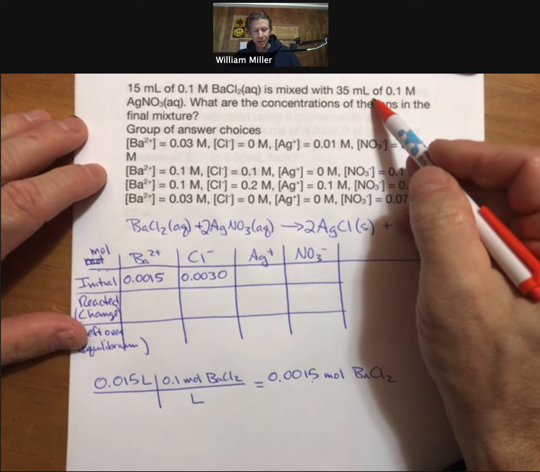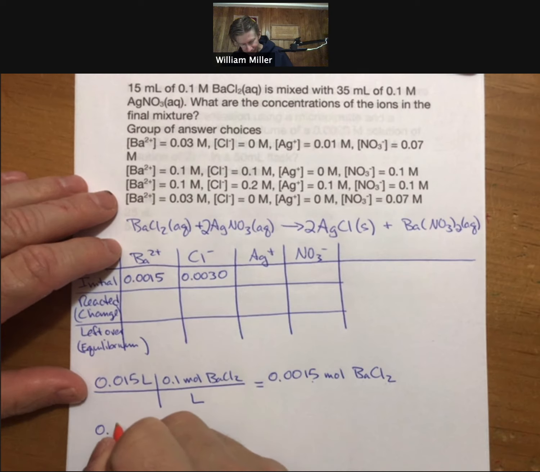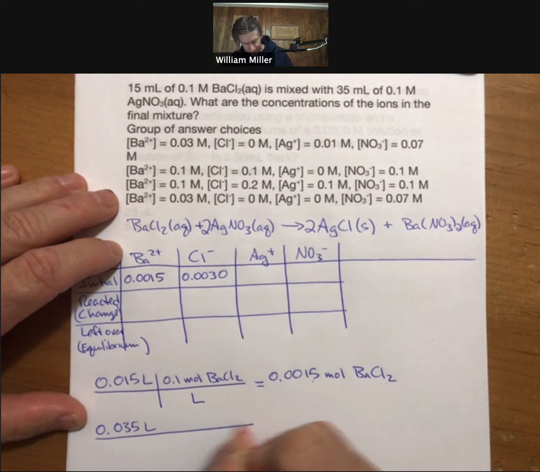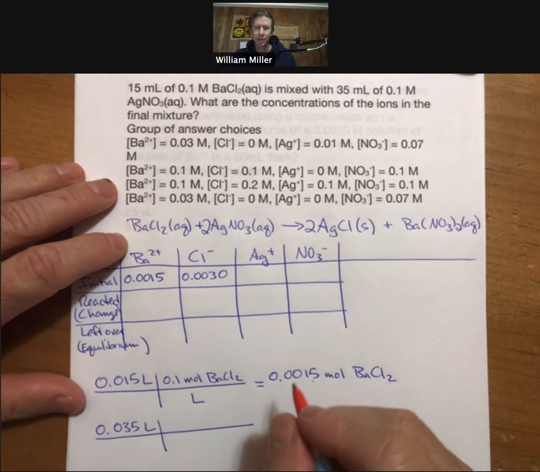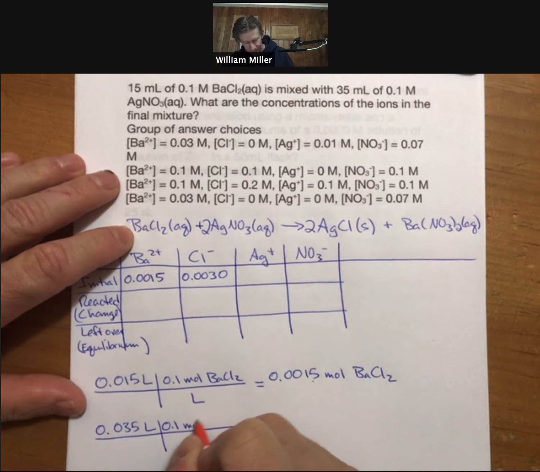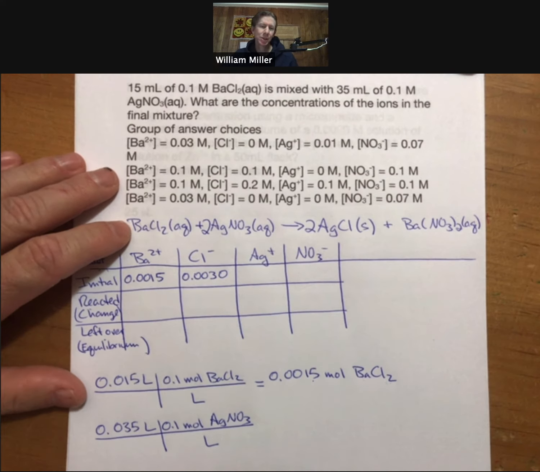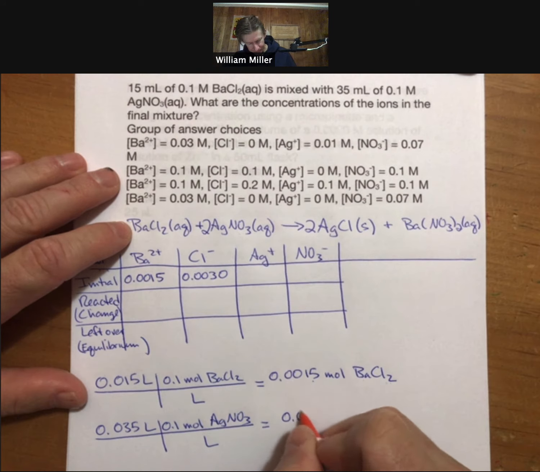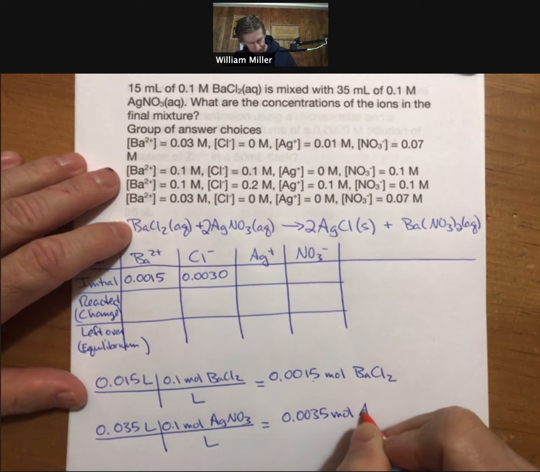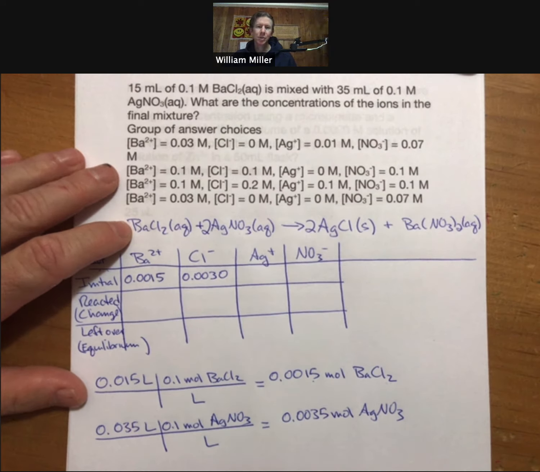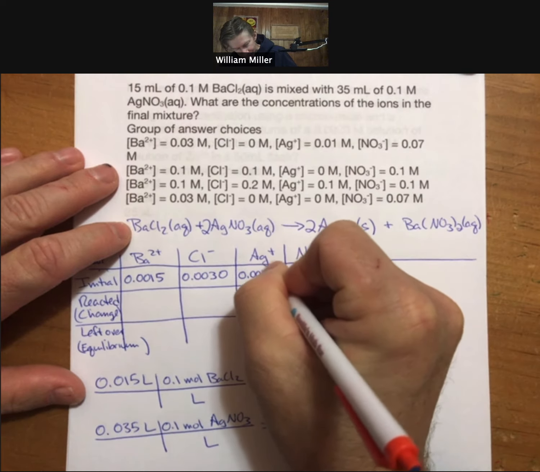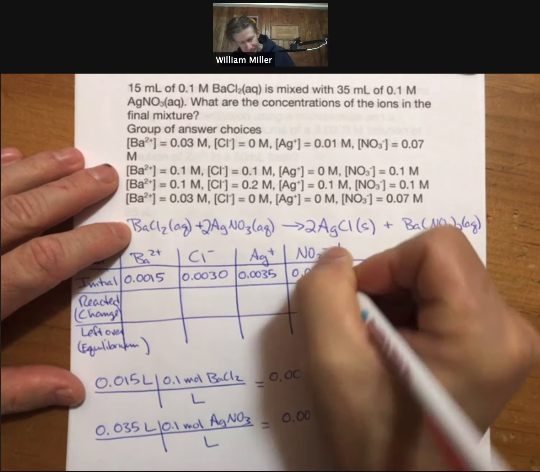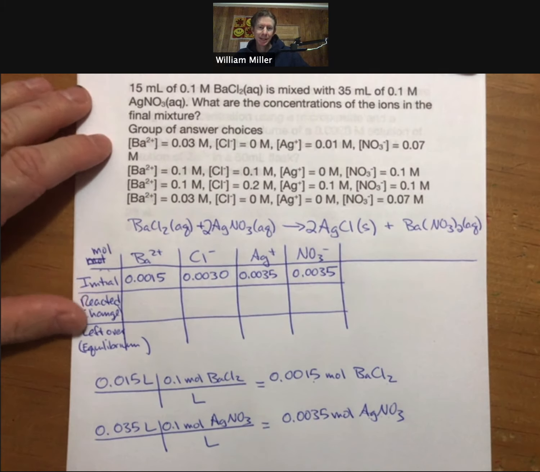We'll do something similar for silver nitrate. Take our milliliters, convert it into liters, multiply it times the molarity, broken up into moles per liter so we can find moles. We get 0.0035 moles of silver nitrate, which means that's the same number of moles of each of these. Okay, so that's where we get to at the beginning.